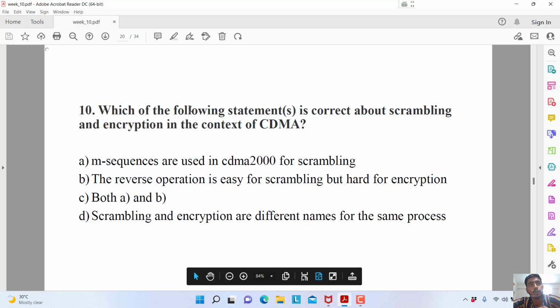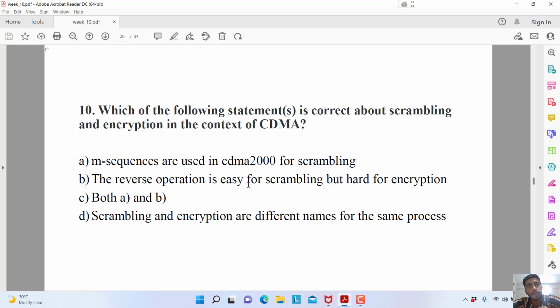Again, I'm repeating: which of the following statements is correct about scrambling and encryption in the context of CDMA? First is M sequences are used in CDMA 2000 for scrambling. Then the reverse operation is easy for scrambling but hard for encryption. C is both A and B. D is scrambling and encryption are different names for the same process.